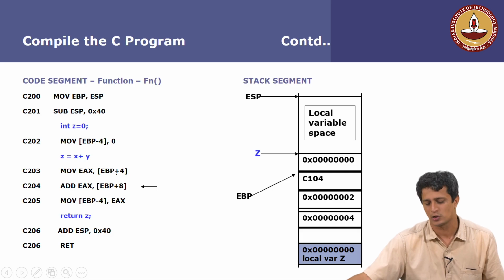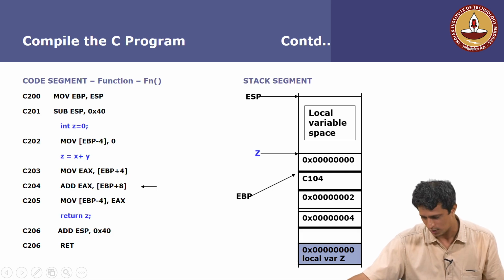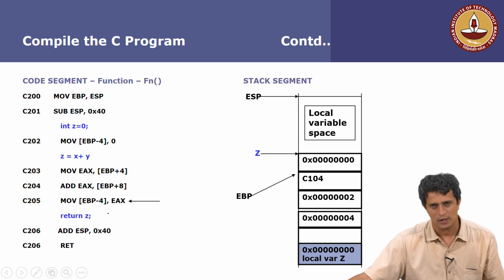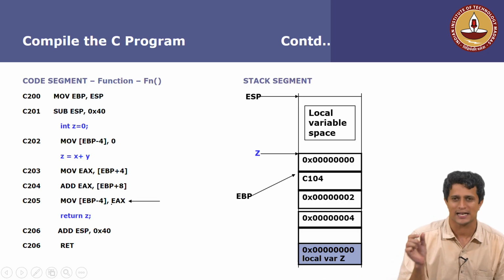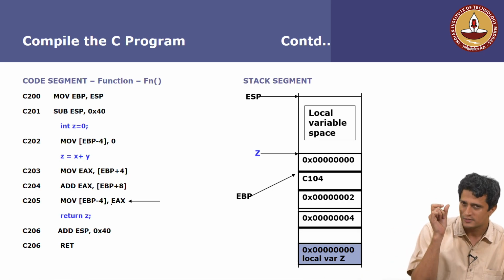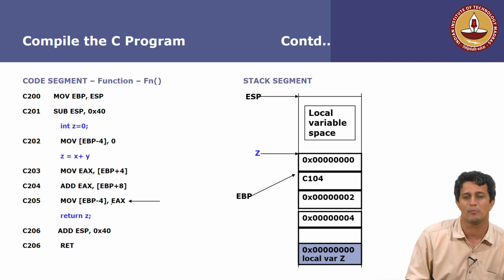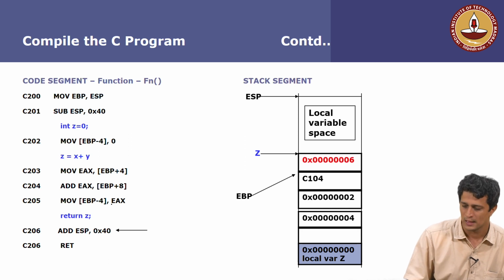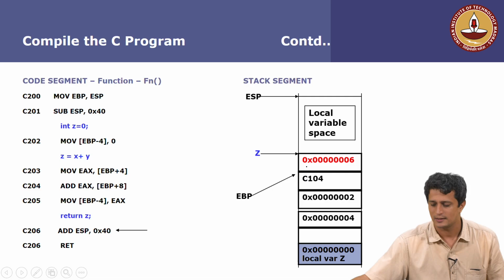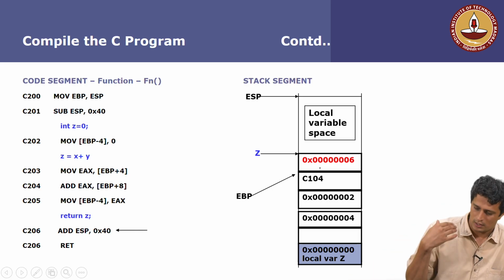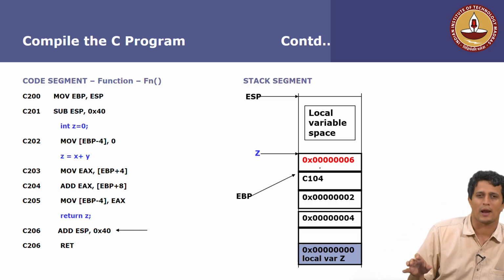So EAX is loaded with the local variable x, then I am going to do the addition operation, and after that the contents of EAX will store my result of the summation x plus y. That needs to be moved into the local variable z, which is nothing but contents of EBP minus 4, and therefore you see that that location now gets the result of my addition, okay. And now I am done with my program, right.